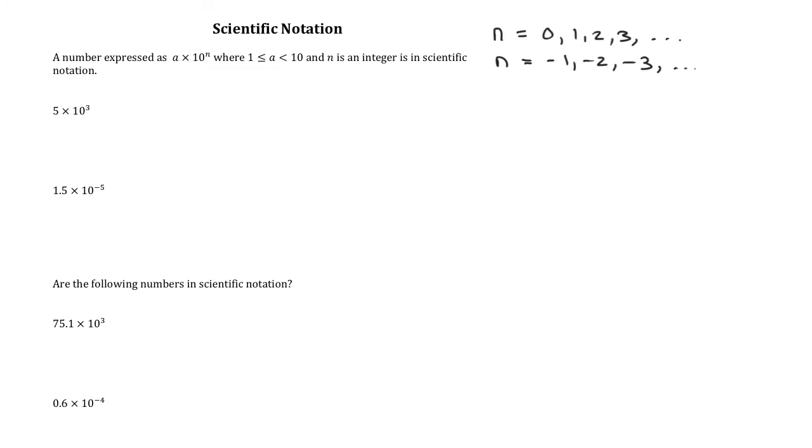So if we look at the very first example, we have 5 times 10 to the power of 3. So this number is definitely in scientific notation. If we look at 5, that's the number that goes in place of a. Okay, that's definitely between 1 and 10, so that's good. And n is equal to 3, which is an integer, so this number is in scientific notation.